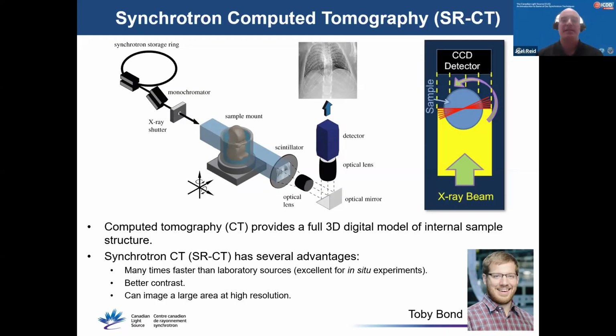And similar to other techniques, synchrotron CT is much faster than lab CT, and this makes it very useful for time-resolved experiments. And tunable energy means you can generally get better contrast than lab CT, and you can image much larger areas and image at higher resolution.